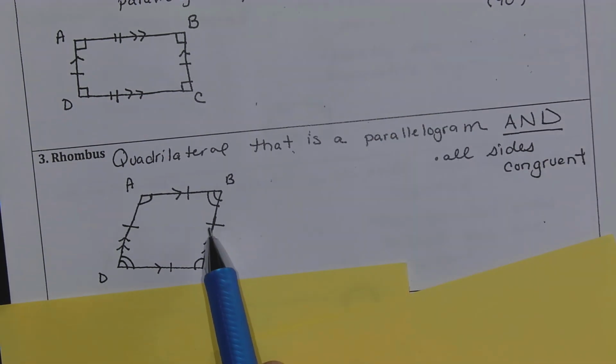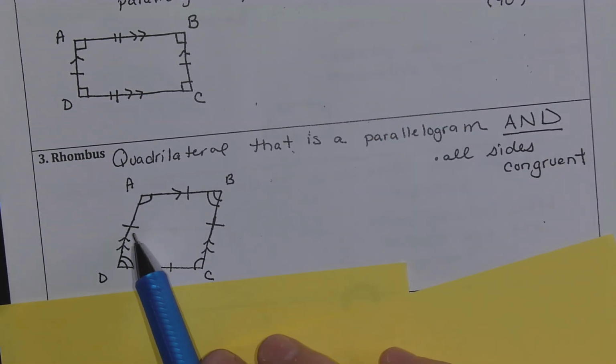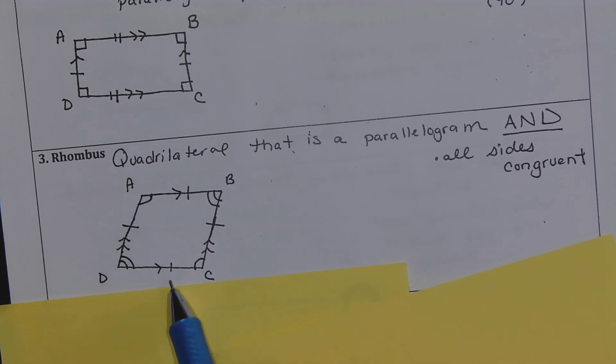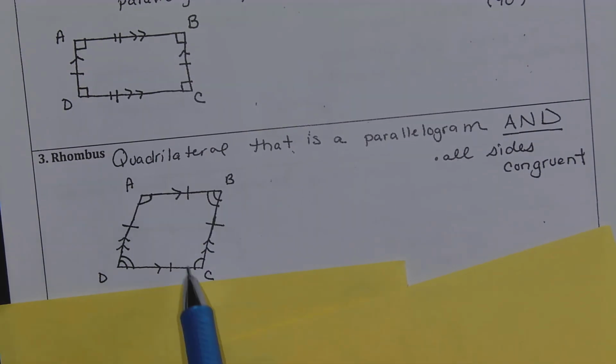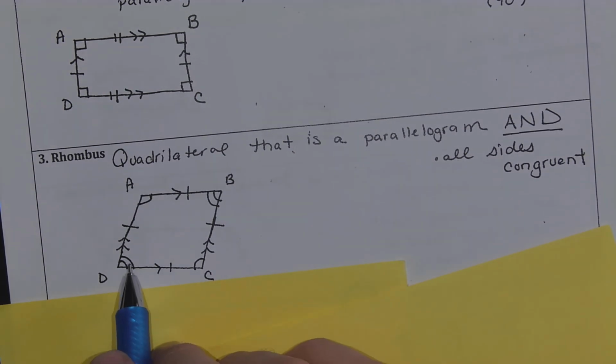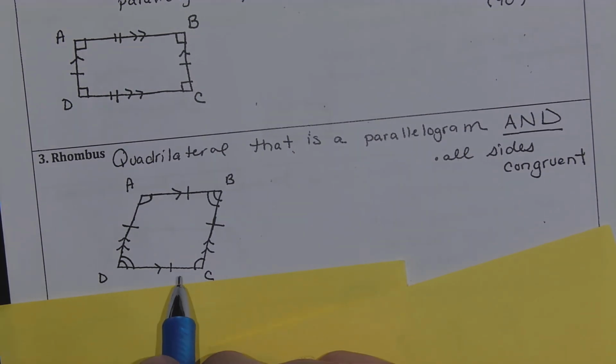So as you can see, the tick marks here, every single tick mark is the same number. It's 1 tick mark for each side, indicating that all 4 sides are exactly the same. Angles that are opposite are congruent. A and C, D and B. Opposite sides are parallel, and the same goes for consecutive angles. They're going to be supplementary as well. So if you need to catch up, pause it, copy it down.